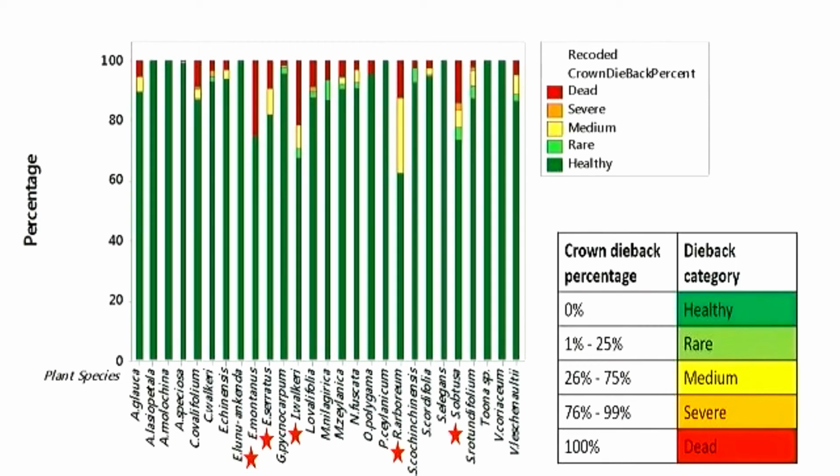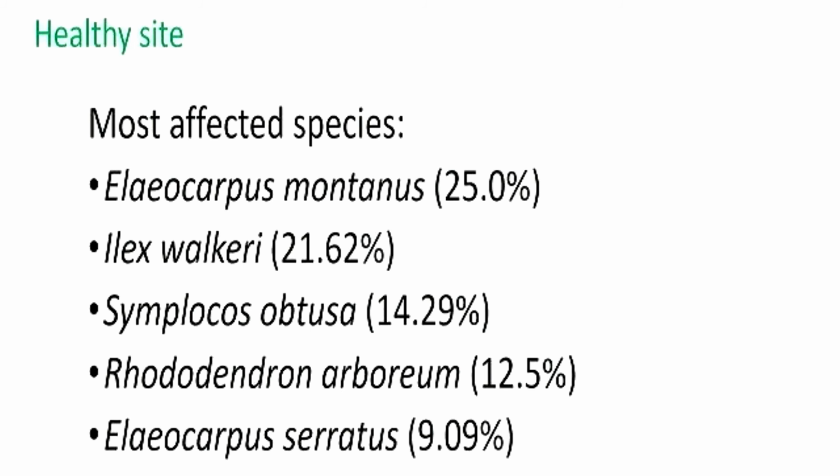If you visualize how different species are affected by crown dieback, this graph shows different species show different crown dieback percentages. The most affected ones in the healthy site were Elaeocarpus montanus, Elaeocarpus serratus, Ilex walkeri, Rhododendron arboreum, and Symplocos obtusa. Here I also listed these five species. You can see Elaeocarpus montanus is the most affected species, and among these species, 25% of individuals are already dead.